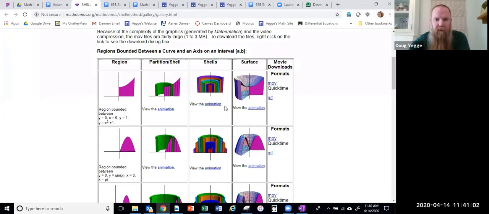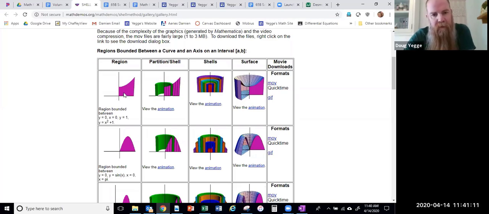All right, so we want to look at the shell method now. Let's take a look first, and we'll look at an animation in a second. But let's just picture this purple region right here. The idea with the shell method, remember, is that now we are breaking this up into vertical rectangles, all of these purple vertical rectangles.